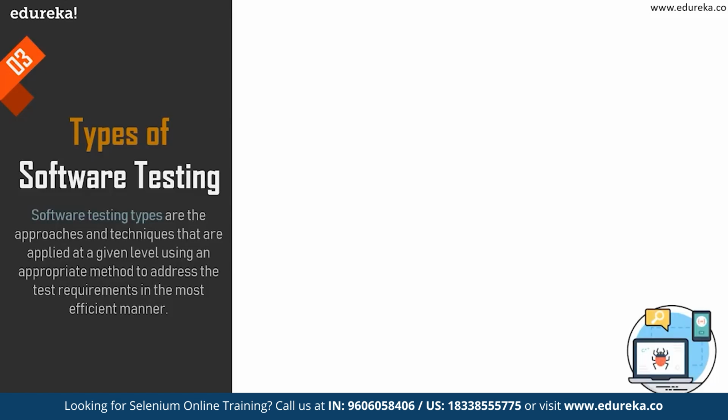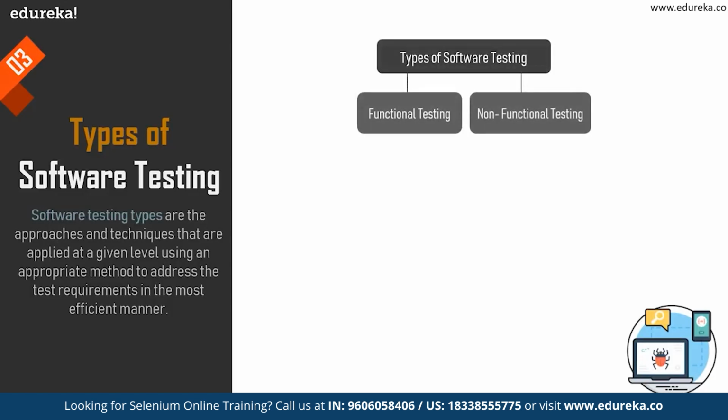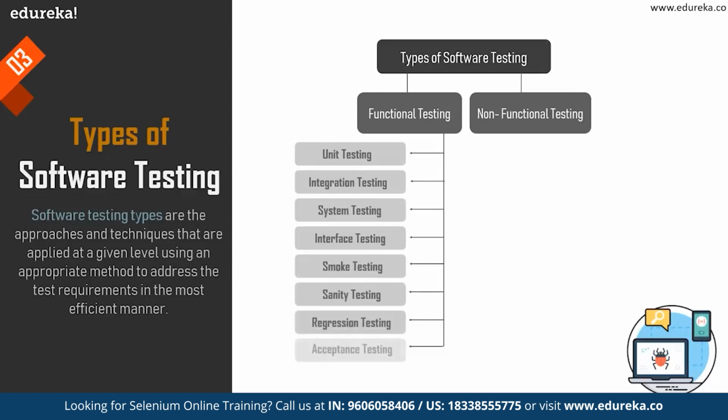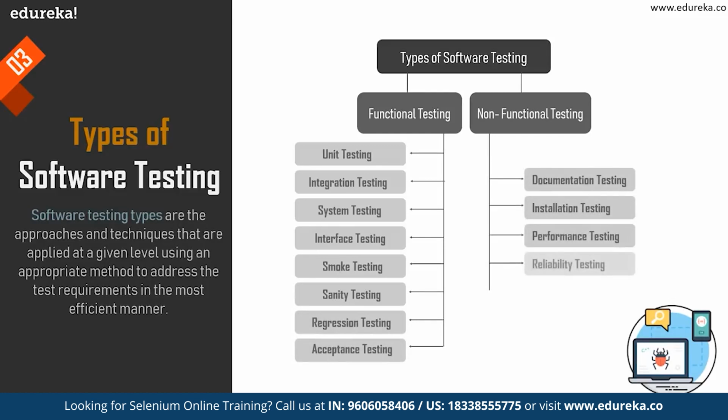There are a variety of software testing types, and each of them serves a different purpose. So broadly, it's divided into functional testing and non-functional testing. Under functional, we have unit testing, integration testing, system testing, interface testing, smoke and sanity testing, and many others. Coming to non-functional testing, we have performance testing, security, reliability, and many other things. So each of these testing types that you can see on the screen has its own purpose and importance. Based on the requirements of your testing, you should choose the one which suits your category.